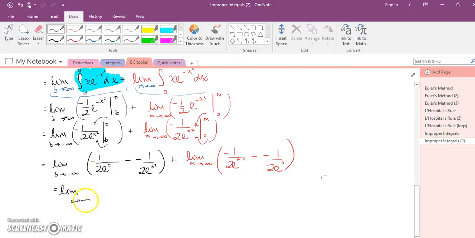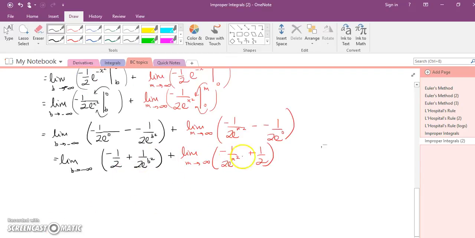E to the 0 power is 1. So I have the limit as b goes to negative infinity of negative 1/2 minus the negative is positive 1/2 e to the b squared. And let me finish cleaning this up. So I rewrote this last bit, minus a negative is plus, this is 1/2. So now that we've done everything, we're ready to actually do direct substitution with our limit here. So I'm going to plug a negative infinity in here, and I'm going to plug an infinity in here.